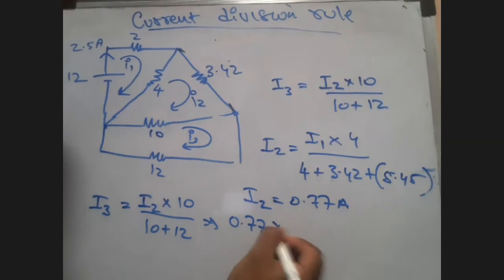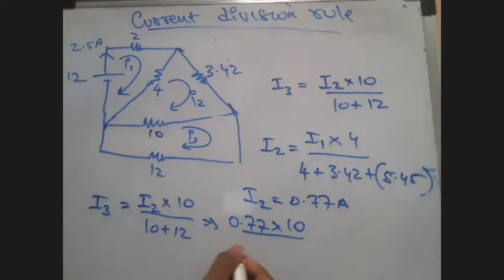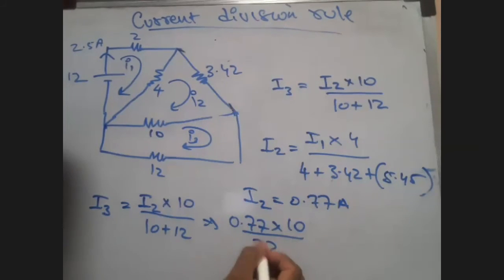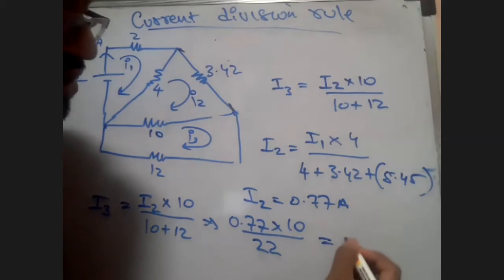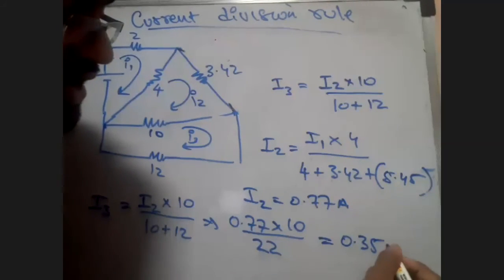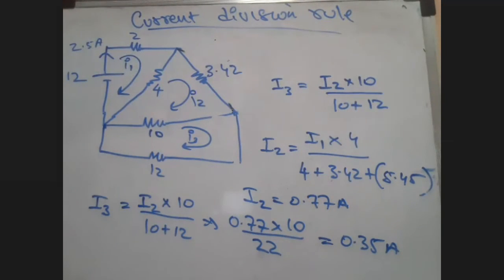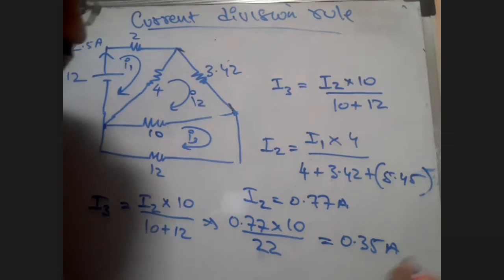How much is it? Please tell me before I tell you. Sir, 0.35 amperes. Yeah, 0.35 amperes is your answer. But what is the direction? Please tell me. Direction left. Direction is left. Please write that also.